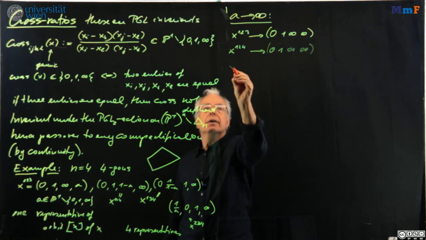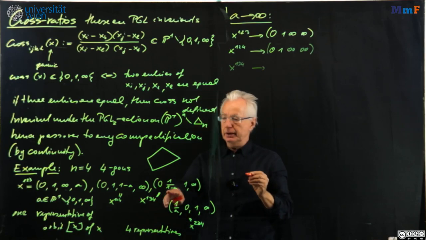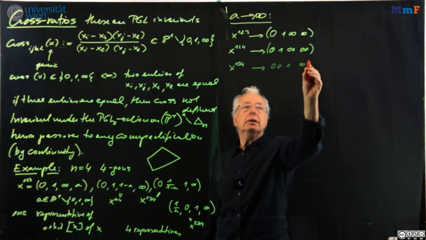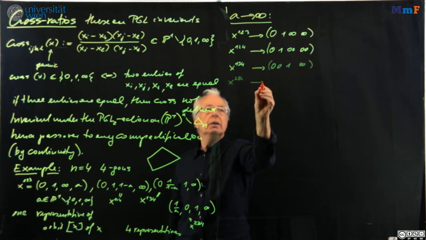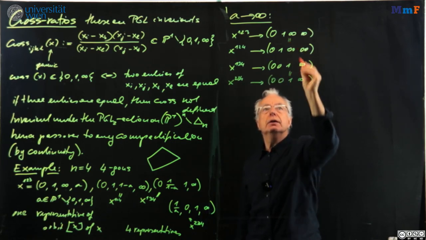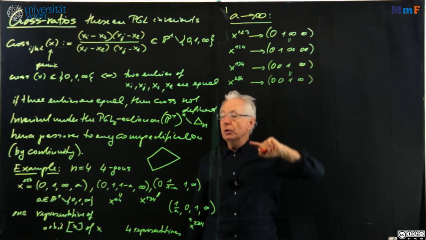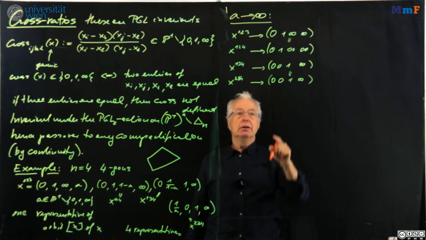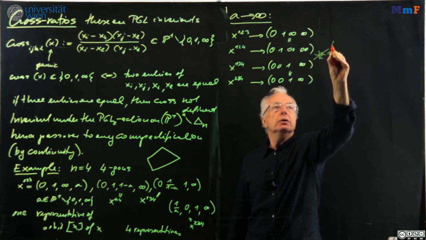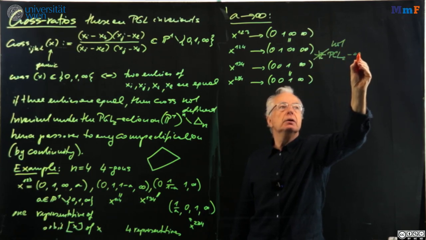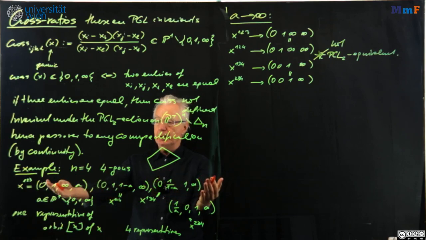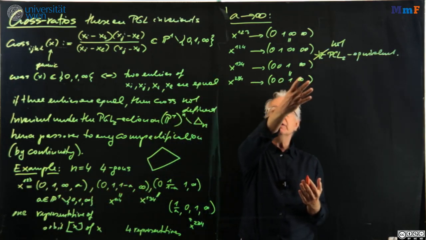So we get the same thing for x^{1,3,4}, and now something interesting happens. This goes to 0, 0, 1, infinity, and the last one, x^{2,3,4}, also goes to 0, 0, 1, infinity. Now, here you have equality, but the first two are no longer PGL2 equivalent to the other two. So here, we don't have PGL2 equivalence. So we get two limits from one orbit. Yeah, this represents one orbit of a four-gon. We get two different limits.